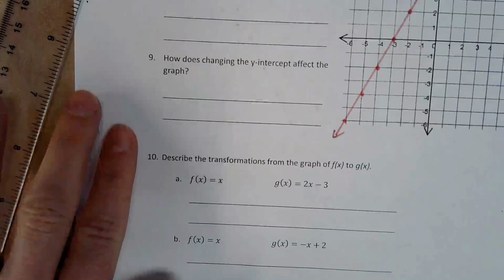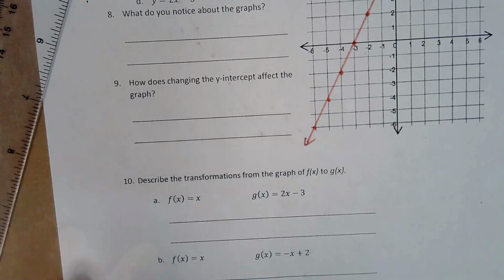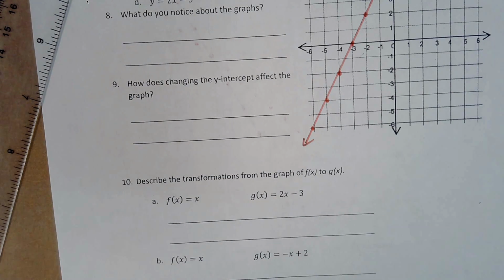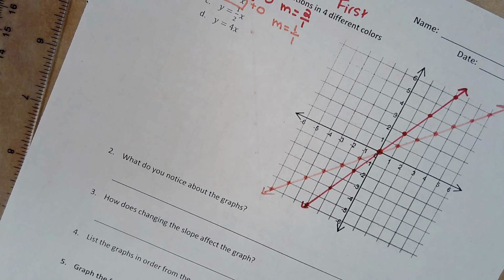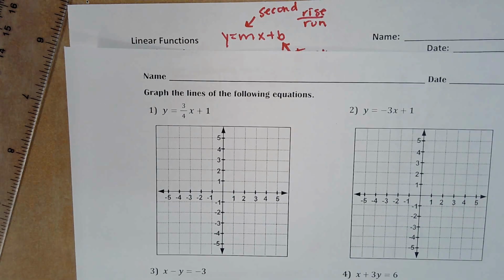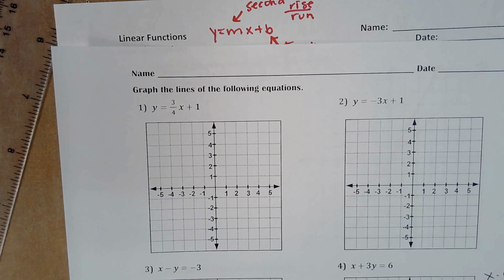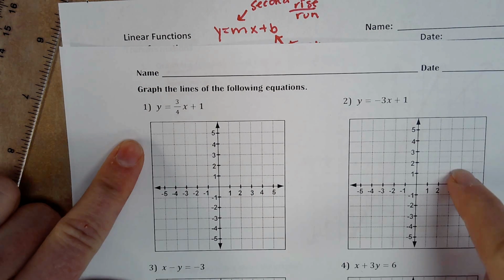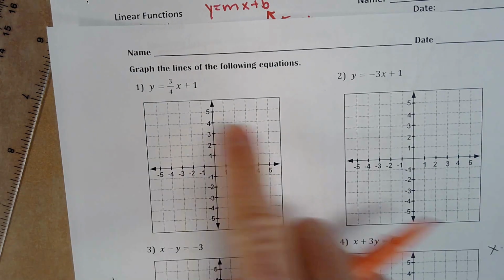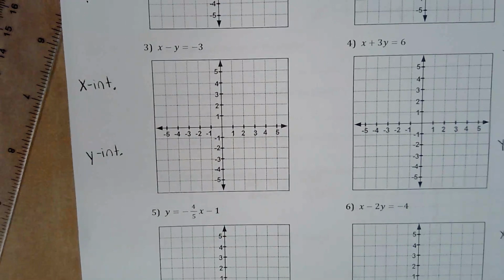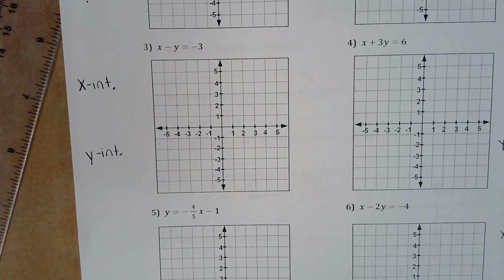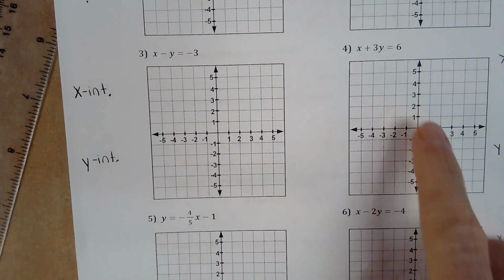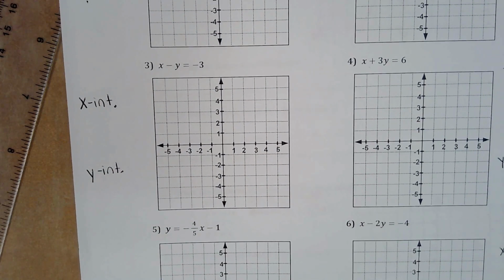We're going to wait on 10, those problems until tomorrow. So you're just doing this. And then your assignment is this: graph the lines of the following equations. So all you're doing is graphing 1, 2, and 5. You just graph using y equals mx plus b. But on 3, 4, and 6, you're going to graph using your intercepts.